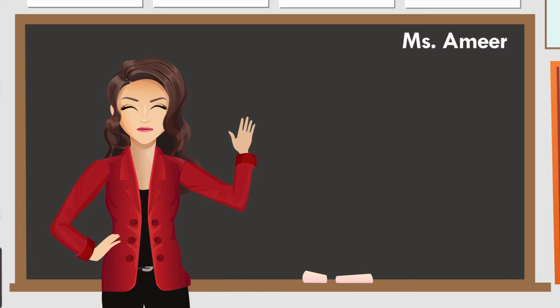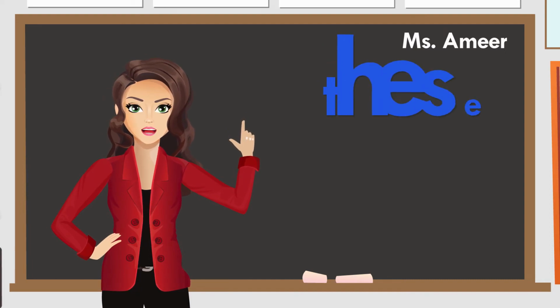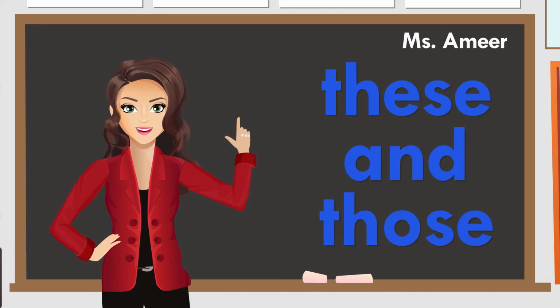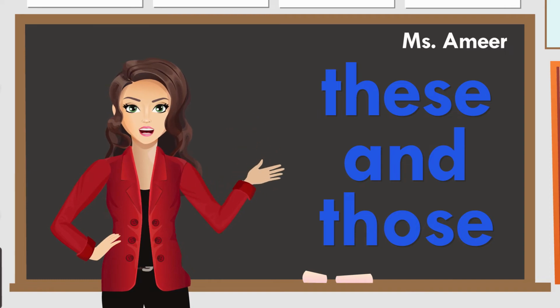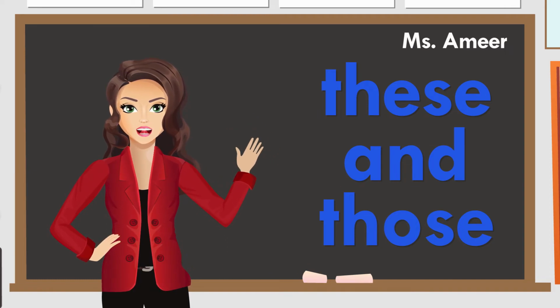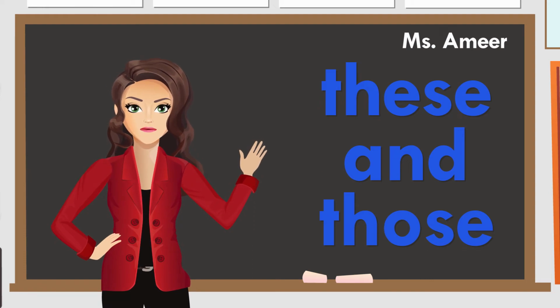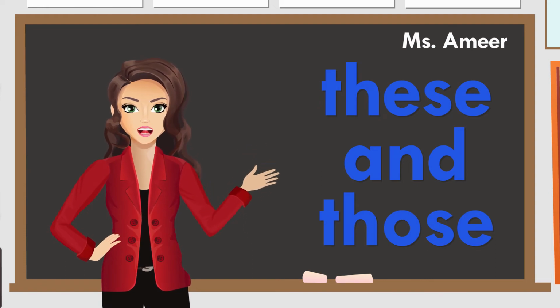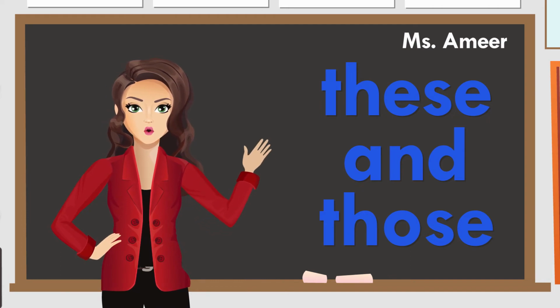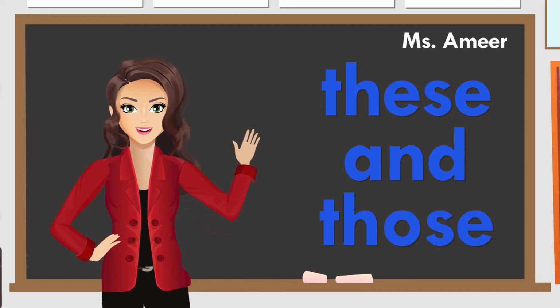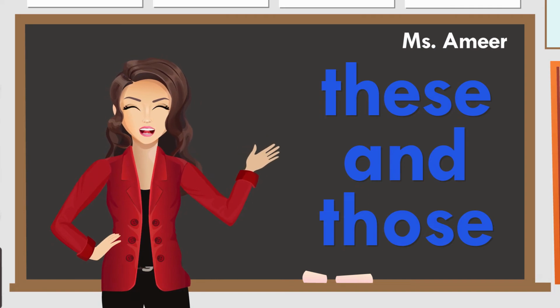Next, let's practice pronouns these and those. These and those are used when talking about a noun that is a thing in plural. These is used for things that are close to us. Those is used for things that are far away from us.